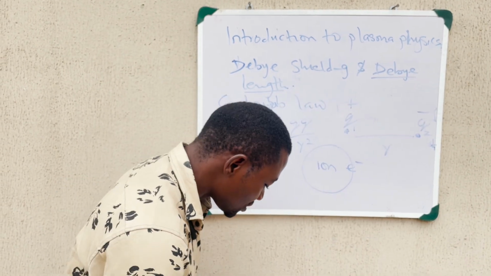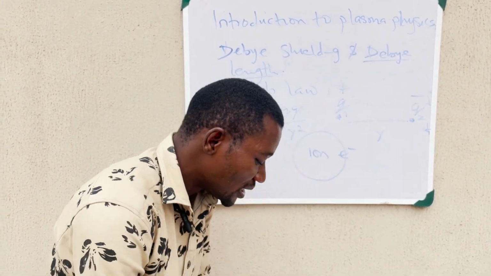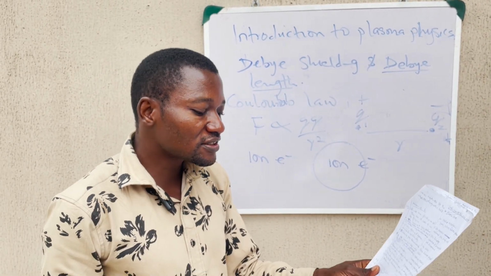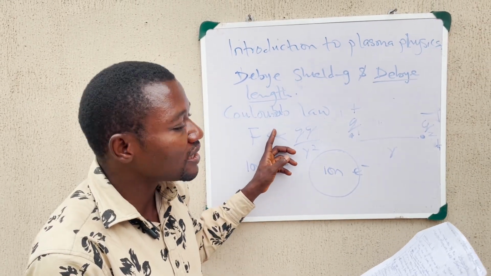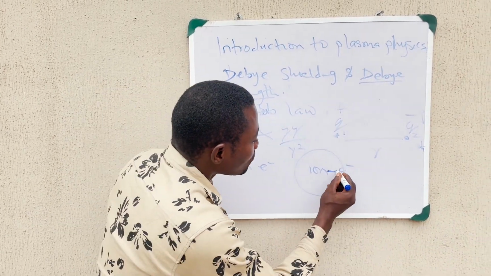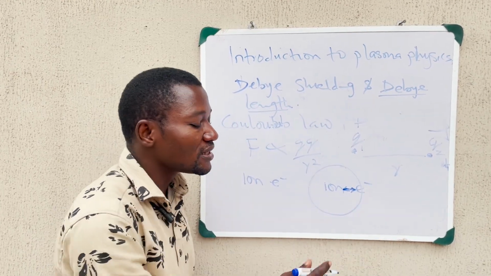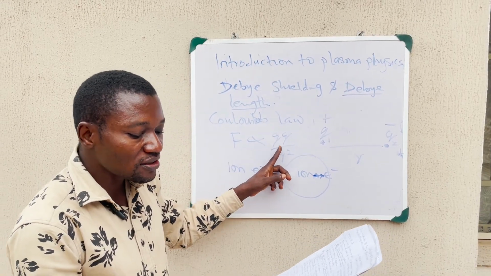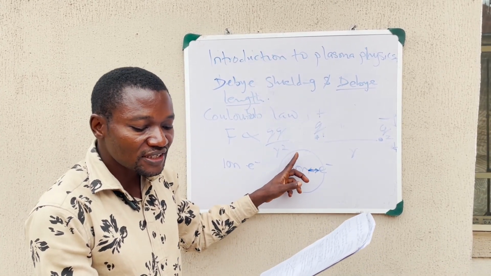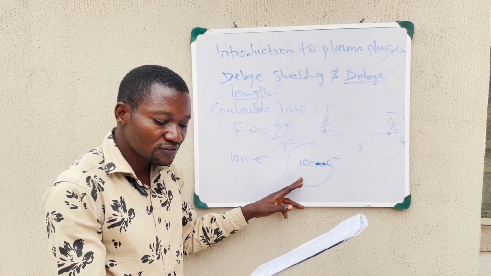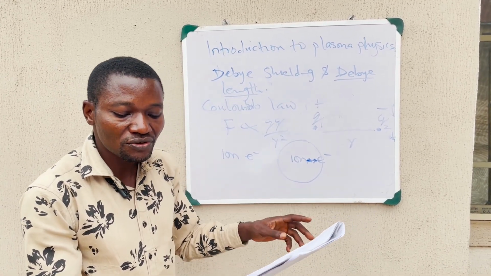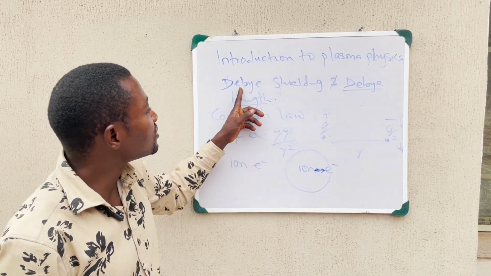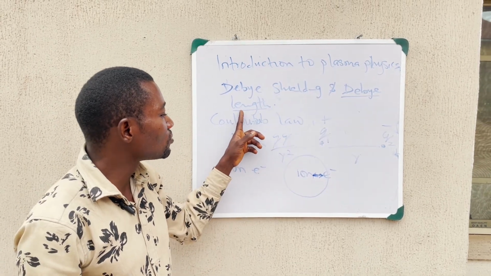So what do we mean by Debye shield and Debye length? Debye length or Debye radius is the distance to which the force of attraction between ions and electrons extends. While the Debye shielding is the cloud of electrons formed by the closest electrons around a positive ion due to Coulomb's law, that shields other electrons from being attracted by the ion. So we have the Debye shielding and we have the Debye length.